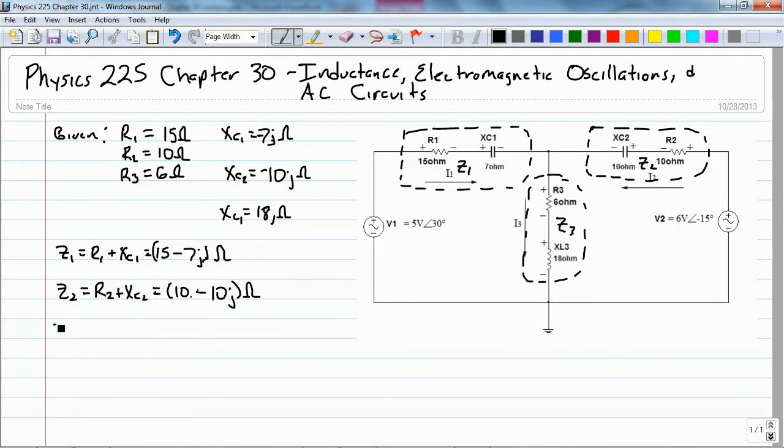And Z3 is going to equal R3 plus inductive reactance 1 for inductor 1, and that's going to be 6 ohms plus 18J ohms.